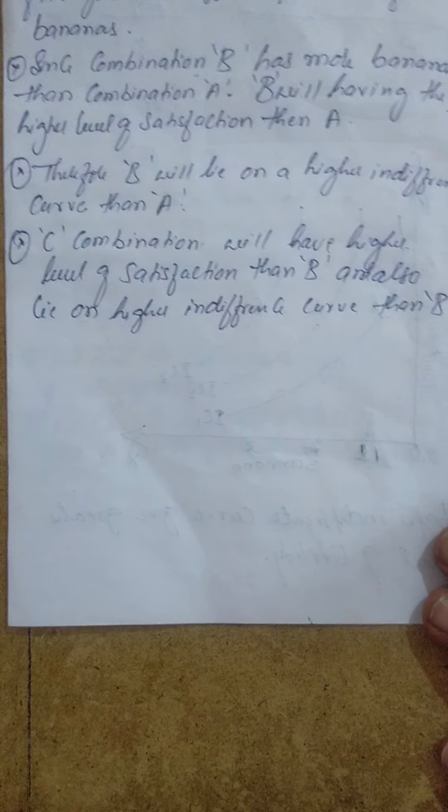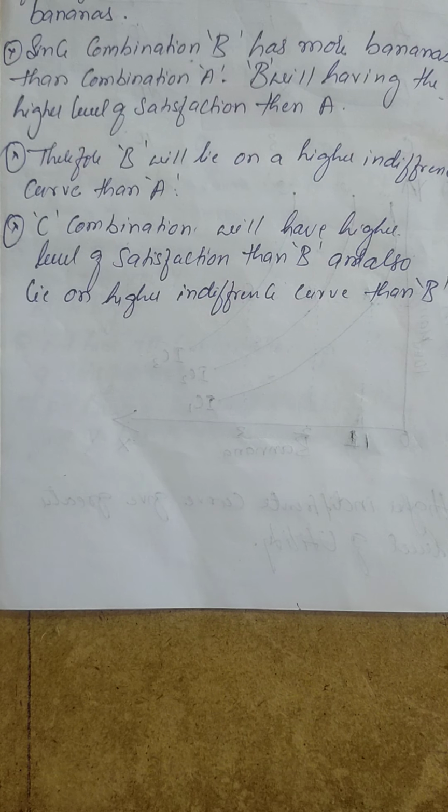The next particular feature of the indifference curve is that two indifference curves never intersect. That we will discuss in the next class. Two indifference curves never intersecting means they will have two different units. That we will discuss in the next class.